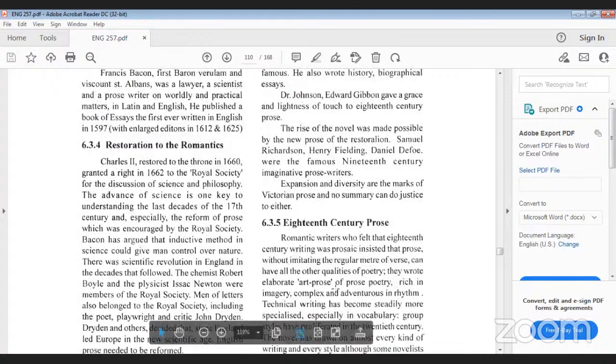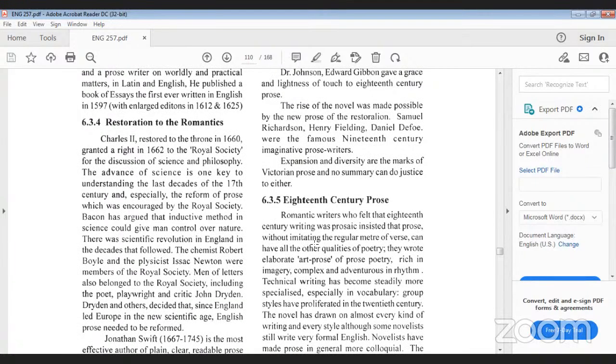18th century prose: romantic writers felt that 18th century writing was prosaic. Instead, they held that prose, without the regular meter of verse, can have all the other qualities of poetry. They wrote elaborate art prose, a prose poetry, imaginative, complex, and adventurous in rhythm.